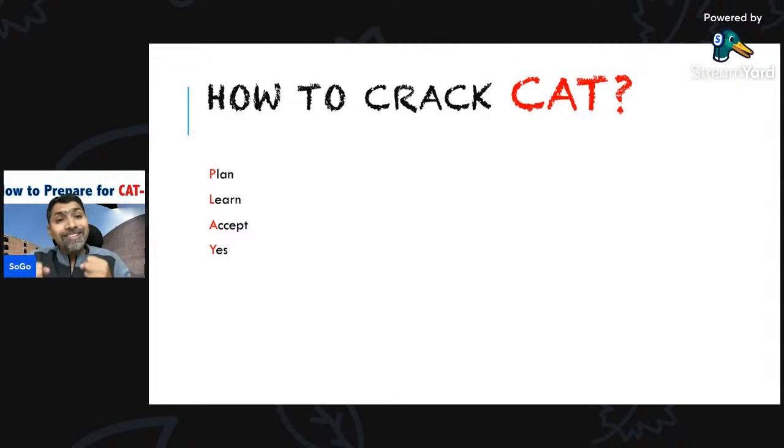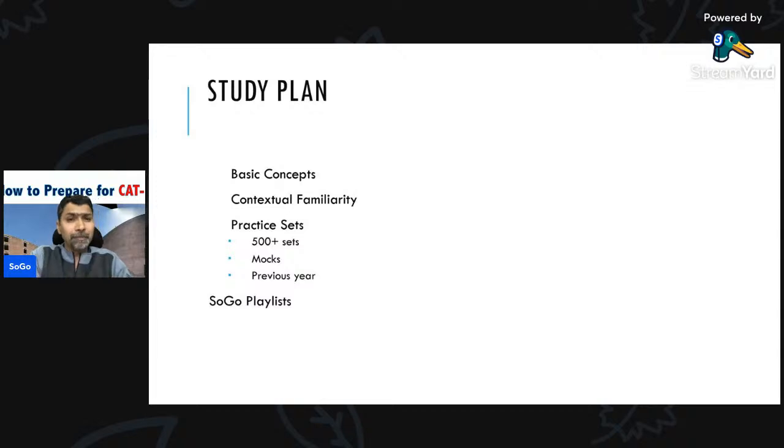So you can learn, you have to believe in this thing, right? Next thing is you need to plan. Let's work on the plan part. So when you make a study plan, try to understand, differentiate between three things. What is the basic concept, what is the contextual familiarity, what is the practice, right? So these are the three different things. I'll give you an example of this, right?